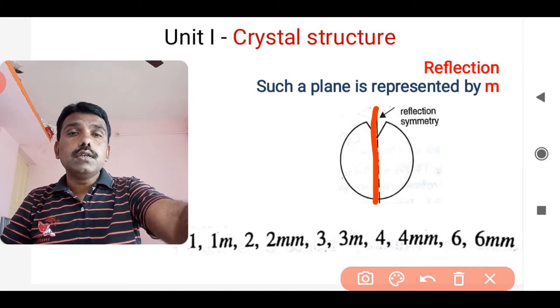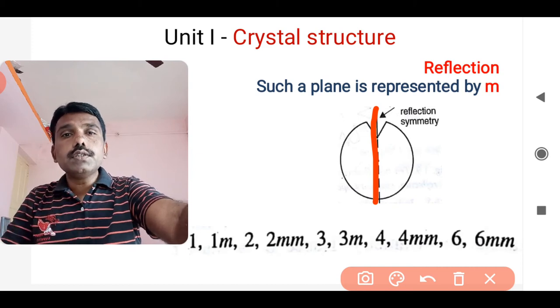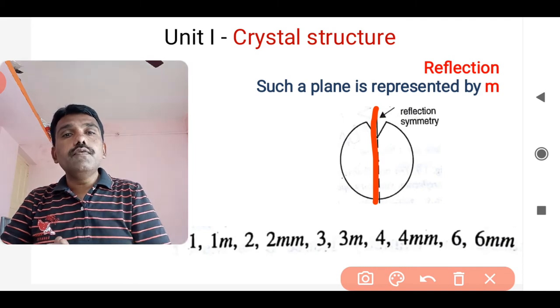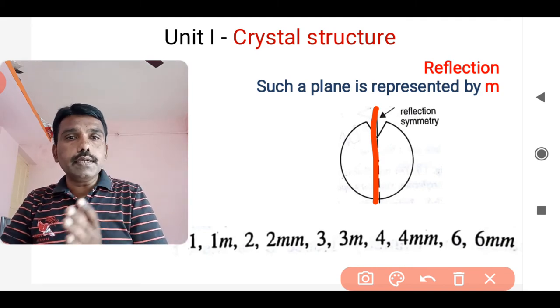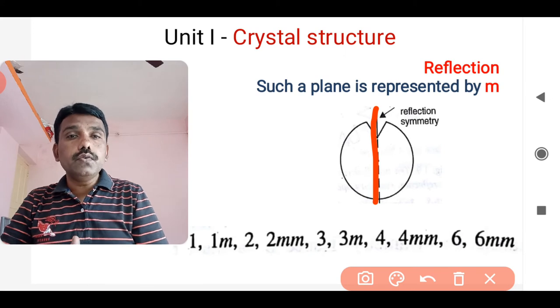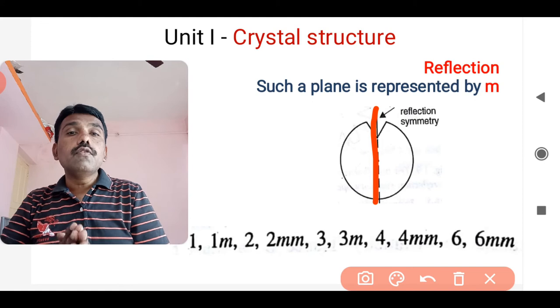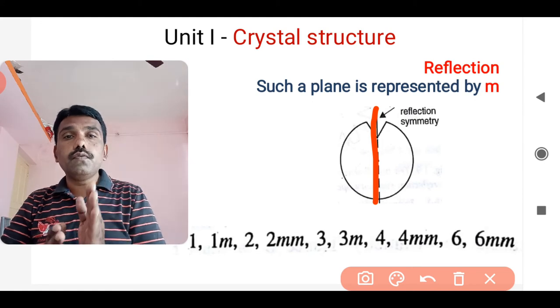Now, looking at this reflection symmetry in detail, the first m represents the line or the plane which cuts through the center of the axis, giving the reflection symmetry, where two equal halves are formed which look like mirror images of each other.